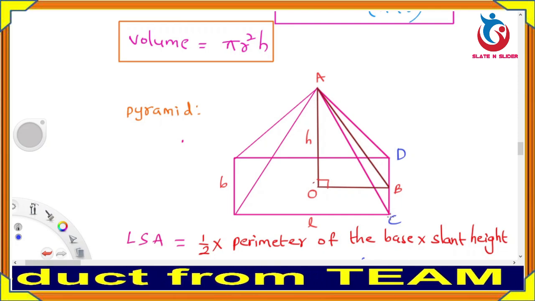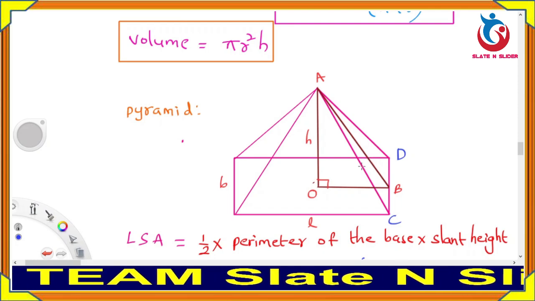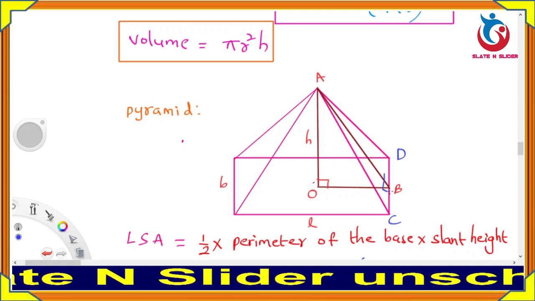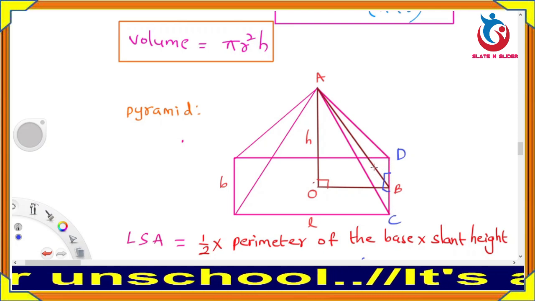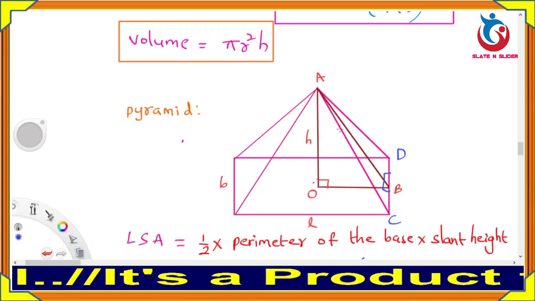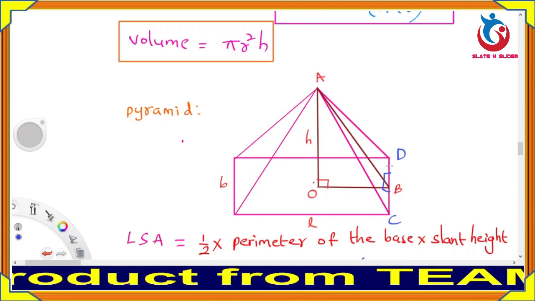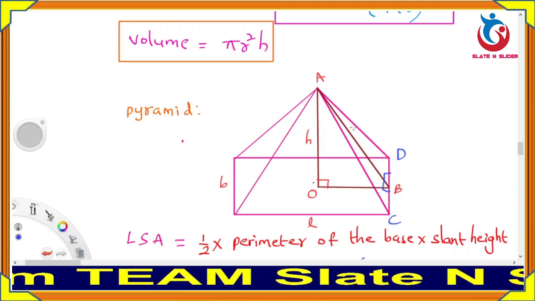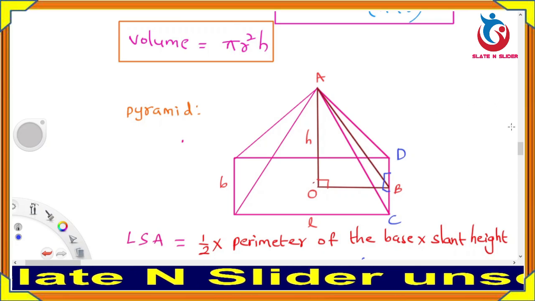So to find the area of this triangle ACD, we require the height for this particular triangle. So that height is AB. That means it is also perpendicular to the base CD. So this will be the slant height for the whole pyramid. Actually this AB is the height of the ACD lateral surface, but the same AB is taken as the slant height for the whole pyramid.